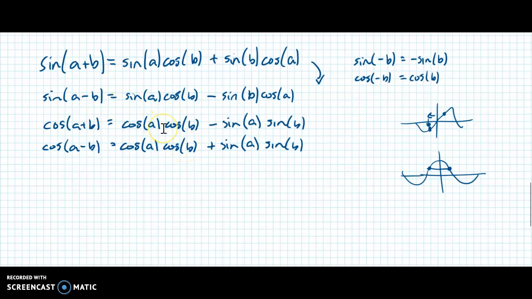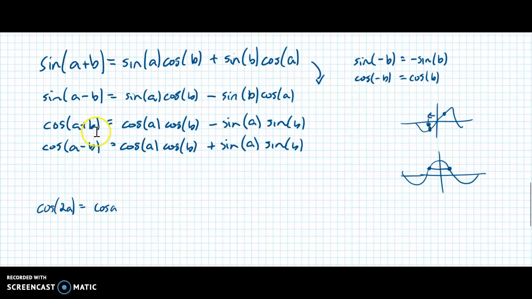So once I have these four, I can do just a little bit of work to get all of the formulas that we've talked about above. The first one is I can do the cosine of 2a. If I do the cosine of 2a, then what I can do is just take this b and make it an a. What do I get? Cosine of a.